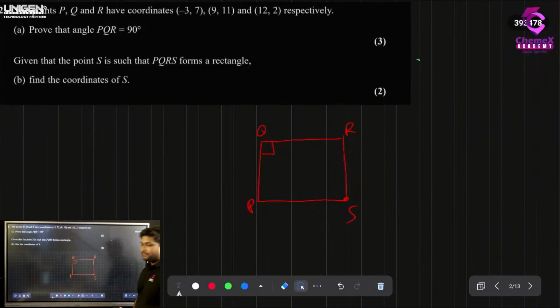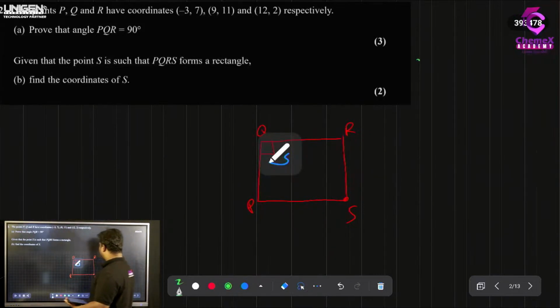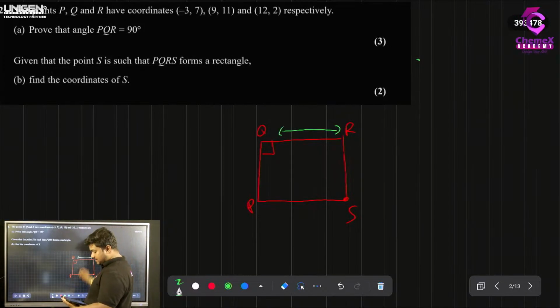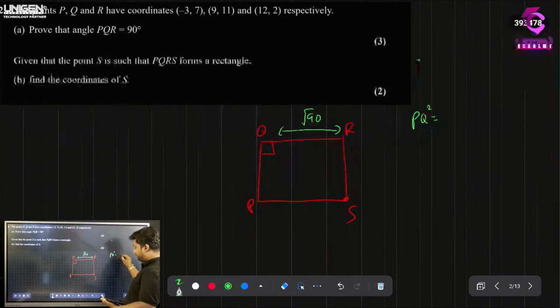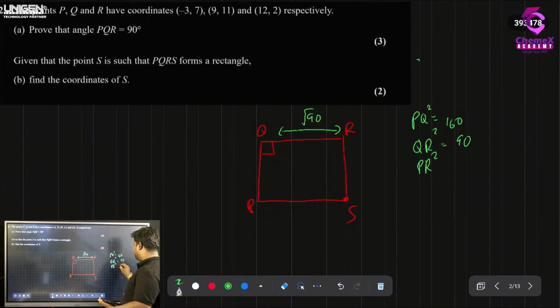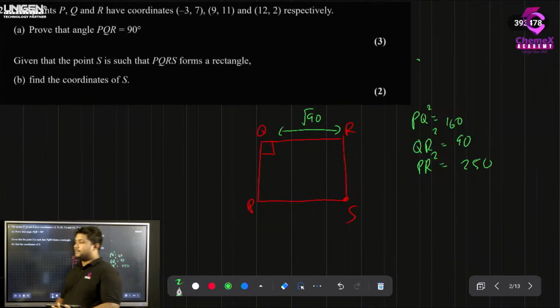So now, we found this distance as what? What was QR distance? Root 90. So I'll just write those. PQ squared is 160, QR squared is 90, and PR squared is 250. Those were the two things which we found in the first part of the question.